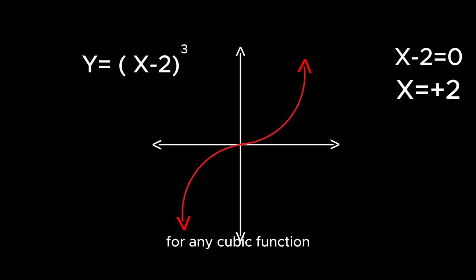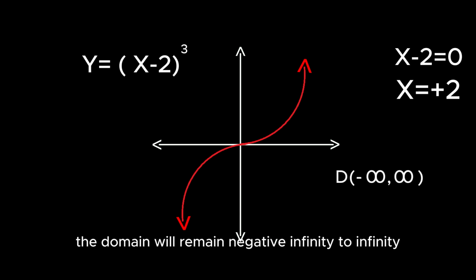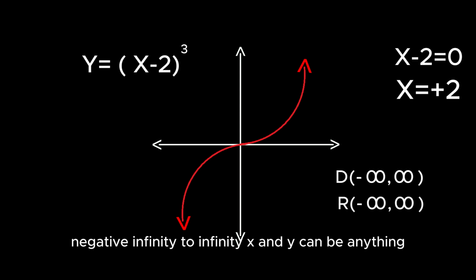For any cubic function, the domain will remain negative infinity to infinity, and the range is going to stay the same, negative infinity to infinity. x and y can be anything.